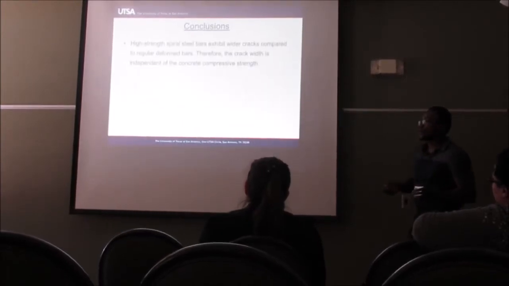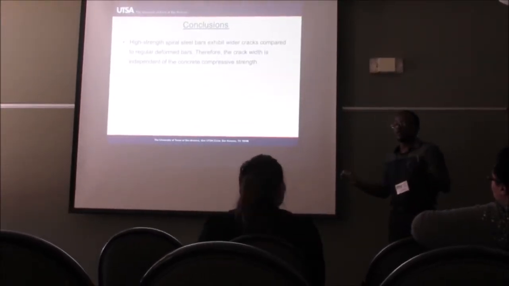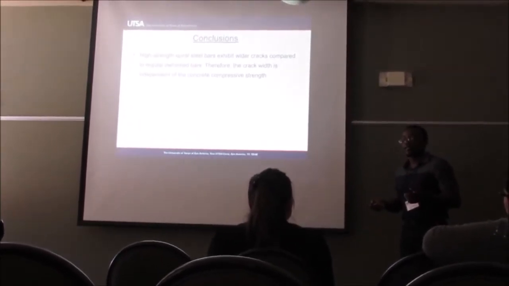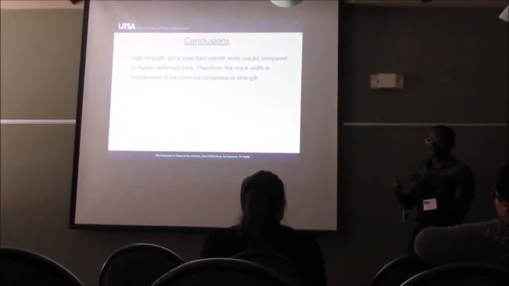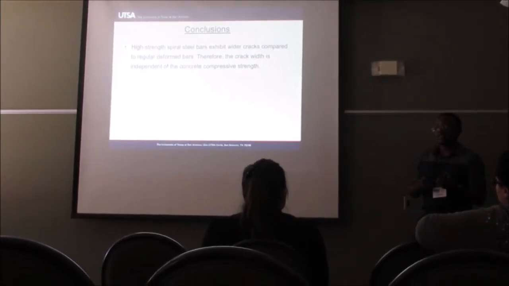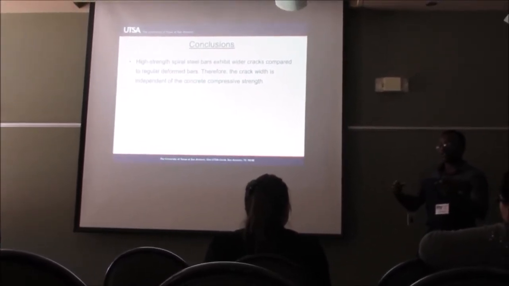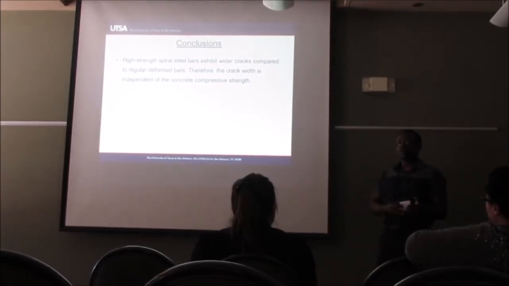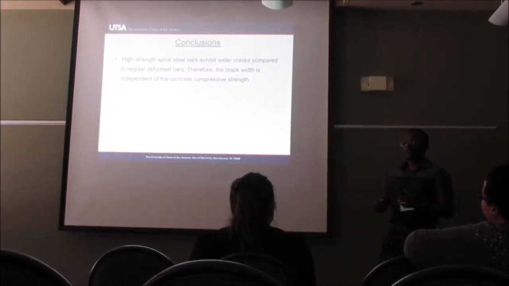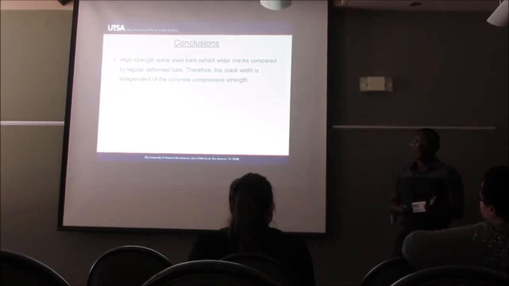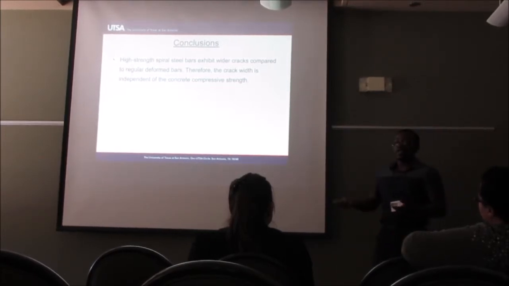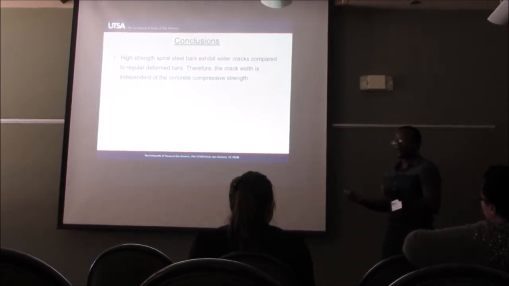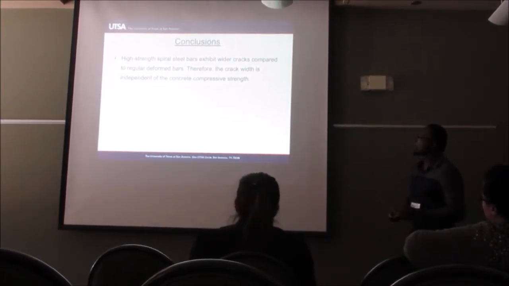So in conclusion, we concluded that these large and high-strength spiral bars will exhibit wide cracks, but the crack in the concrete is independent of the concrete strength itself. So no matter what type of concrete you use, whether it's high-strength concrete or normal weight concrete, the crack is mainly dependent on the type of bar, the yield strength of the bar, and other components such as the aggregate interlock and the type of the material that you use for the concrete.